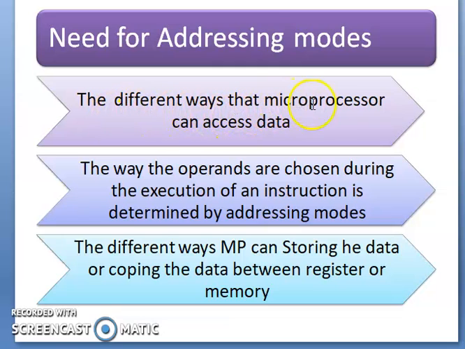The different ways in which the microprocessor can access the data, or the way the operands are chosen during execution of an instruction, is determined by the addressing mode. Or the different ways the microprocessor can store the data or copy the data between registers and memory is called addressing mode.